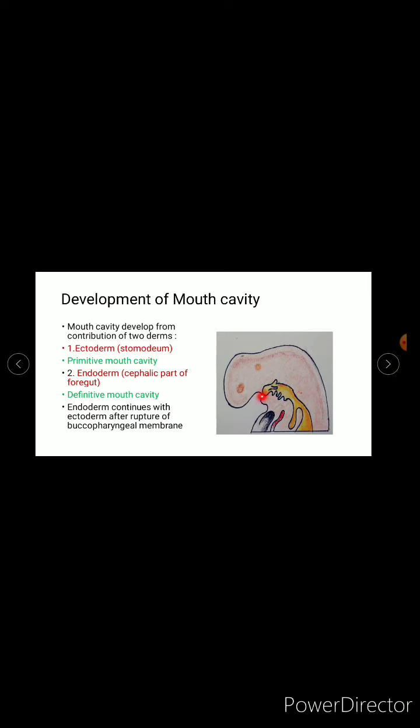And this is the two layer that is known as a buccopharyngeal membrane, which ruptured at the 4th week of the intrauterine life, and the endoderm of the cranial part of the foregut continues with the ectoderm.